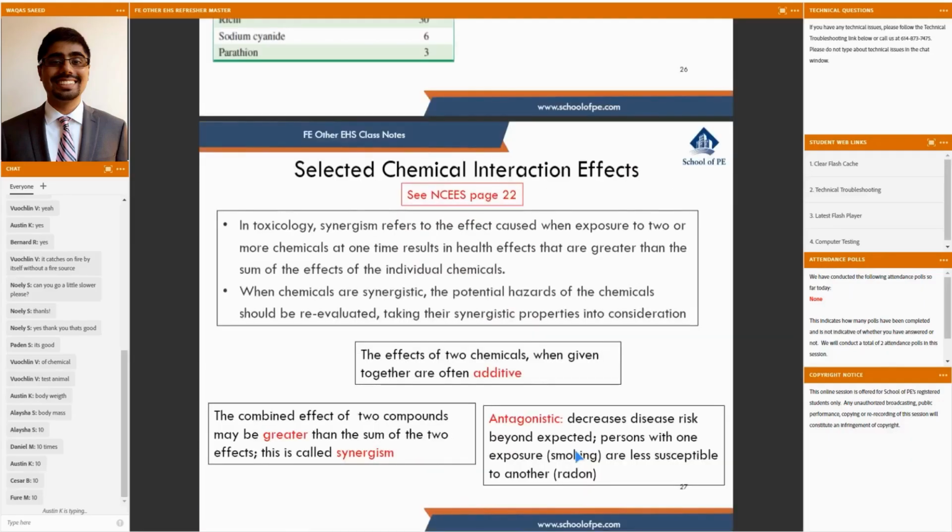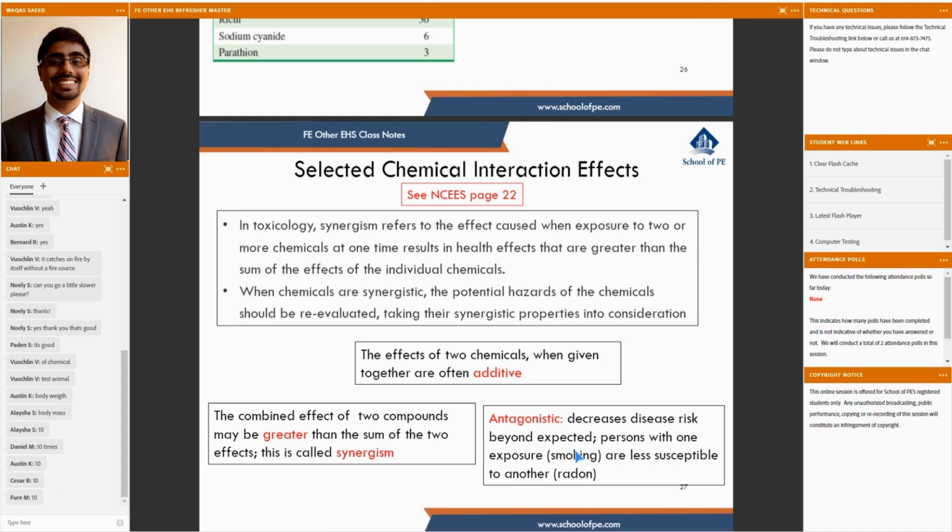This is a very... you'll get a quantitative question on this, but in your reference handbook on page 22, there's that table at the end of the page or at the middle of the page where it's showing 3 different types of effects. So there's additive effect, synergistic effect, and antagonistic effect.